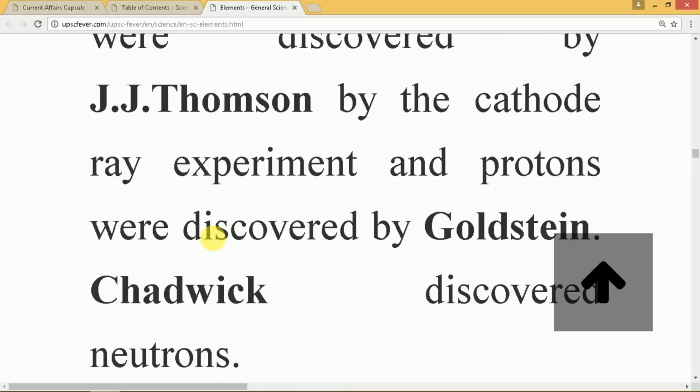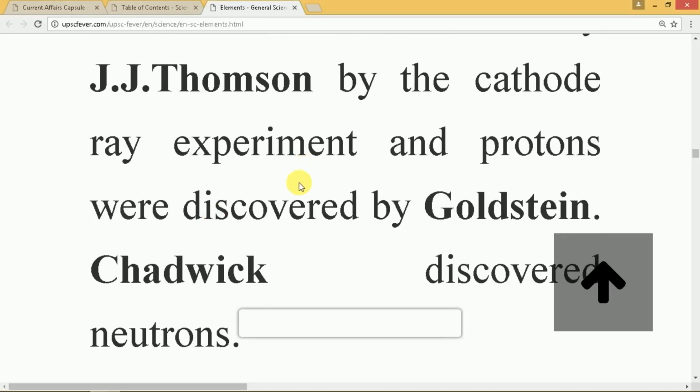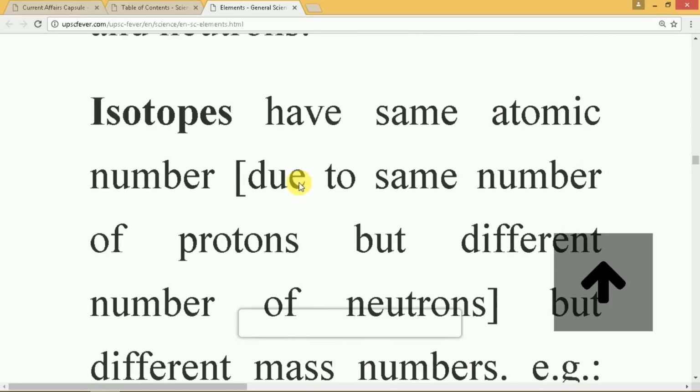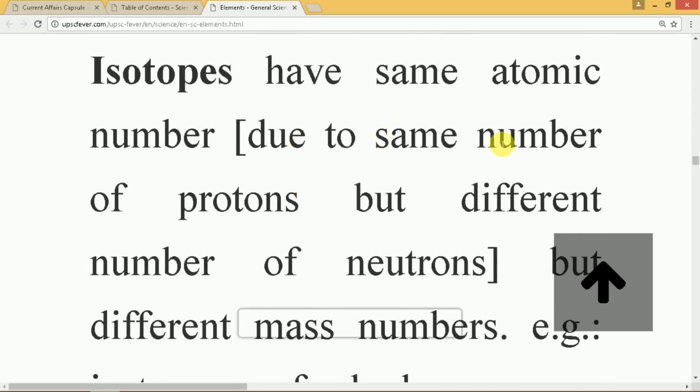The atomic number of a metal is decided by the number of protons in the atom. The mass number is the sum of the protons and the neutrons present in an atom. Isotopes. These are metals which have the same atomic number but different atomic mass number. This is because of the same number of protons found in isotopes but different number of neutrons.